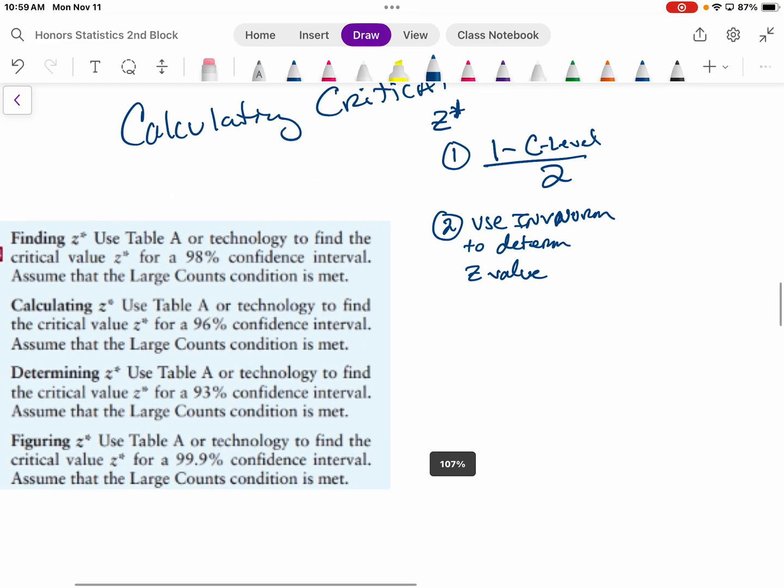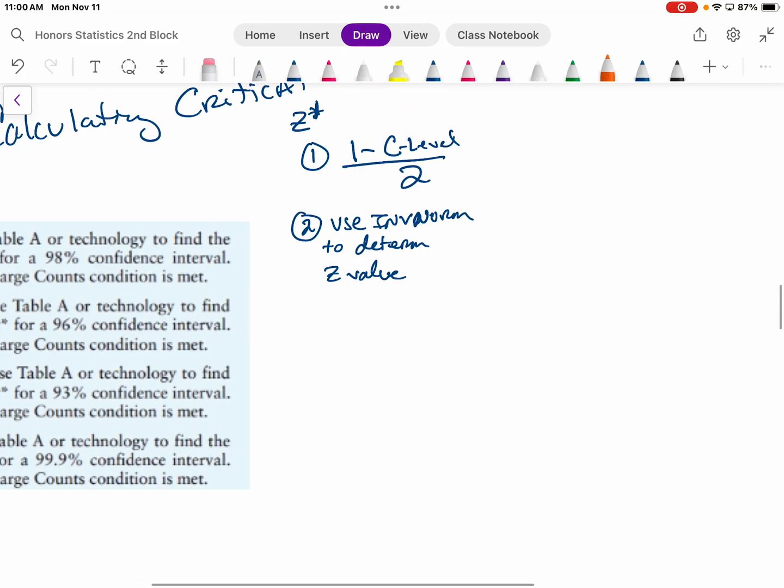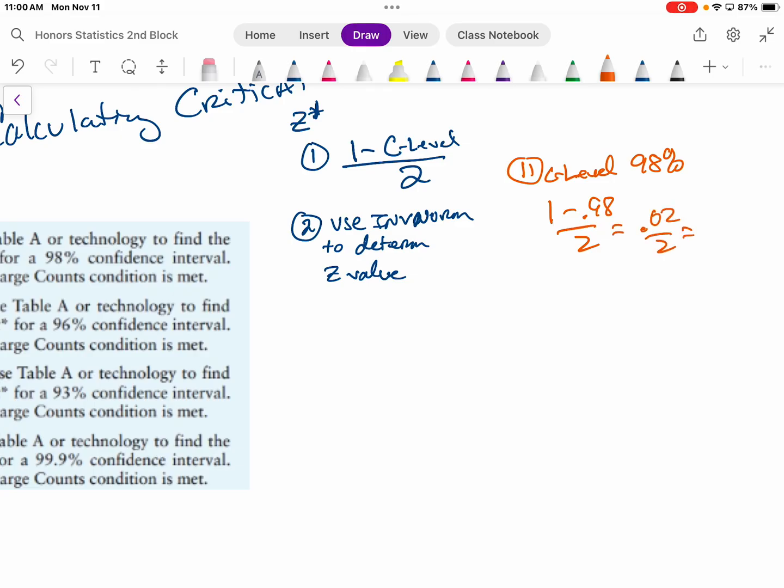So let's walk through doing some of these. Problem number 11. It says that we have a C level of 98%. So I'm going to do 1 minus 0.98 and divide it by 2. That's 0.02 divided by 2, which is 0.01. I'm now going to do an inverse norm. My area is equal to 0.01. My mu is 0. My standard deviation is 1. Again, the reason we can fill those in, if we're finding our Z value, is that we're on a normal curve. It's been standardized.